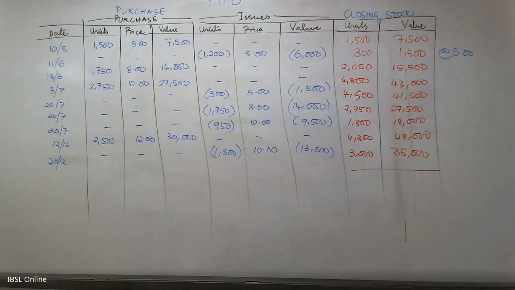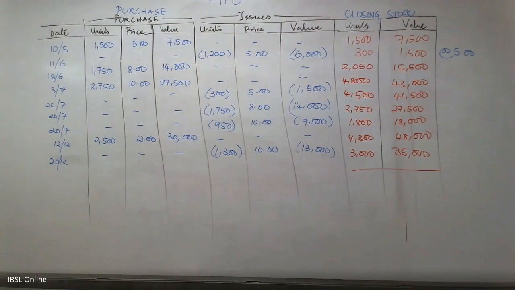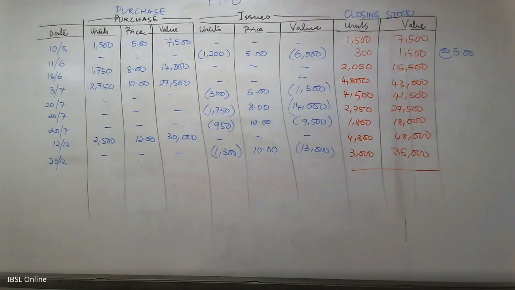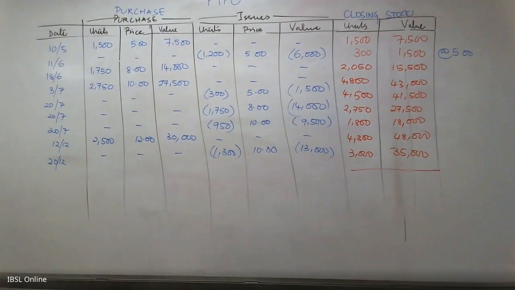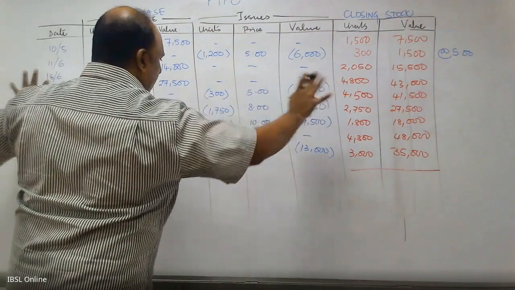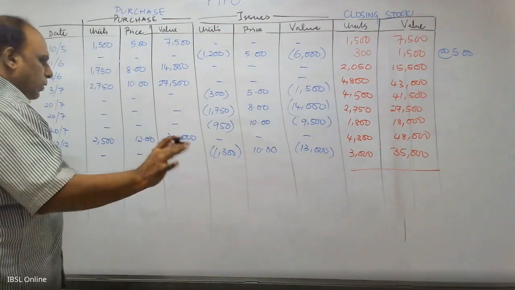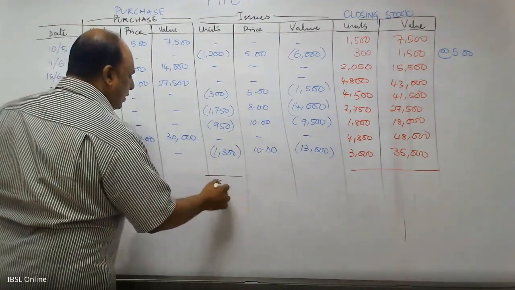So the shortcut method is, you look at the total number of units issued. How much is it? 8,500, sir. No, the 5,500, sorry. 5,500 totally. I am not referring to this, sir. Looking at the question, you know, total issue is 5,500.